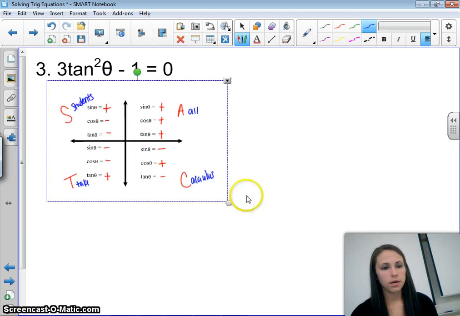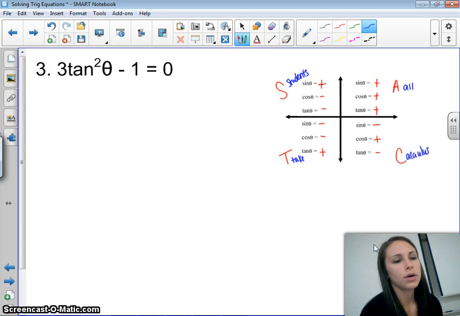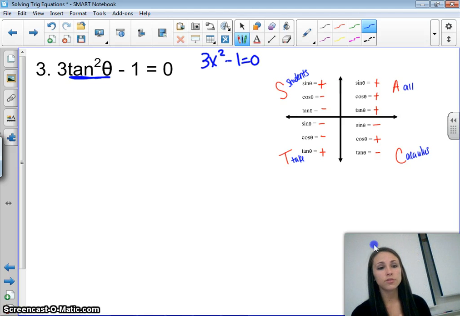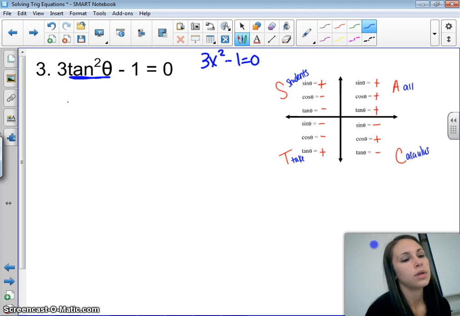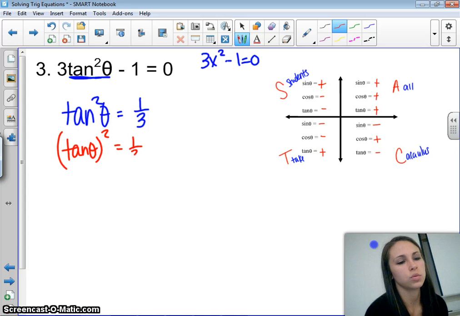Alright, number 3. So I'm going to go ahead and get this tangent squared by itself. This is the same thing. Remember, we can just plug a variable in there. That's 3x squared minus 1 equals 0. And so if we were solving for this, I would add the 1 and divide by 3. So that's going to give me tangent squared equals 1/3. And so to get rid of this squared, remember, this squared right here is the same thing as the tangent, whole thing squared, equals 1/3.